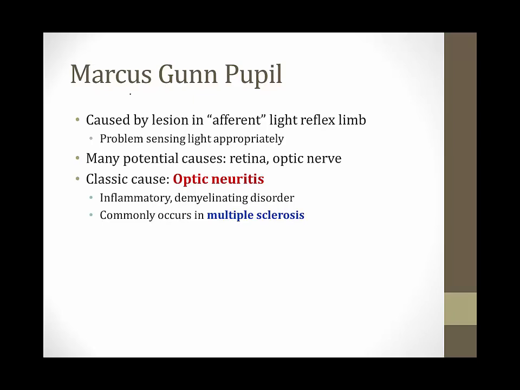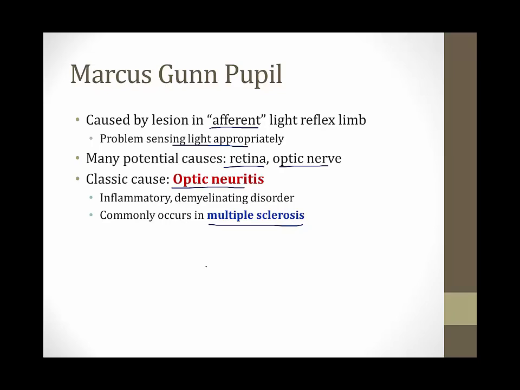It's called afferent because it's caused by a lesion in the afferent limb of the light reflex. There is a problem sensing light appropriately. There are many potential causes of the Marcus Gunn pupil, including problems with the retina and the optic nerve, but a classic cause that you should know, especially for step 1 of your boards, is optic neuritis. This is an inflammatory demyelinating disorder of the optic nerve, and it commonly occurs in patients with multiple sclerosis, and it will present with a patient who is having vision problems and has a Marcus Gunn pupil after performance of the swinging flashlight test.